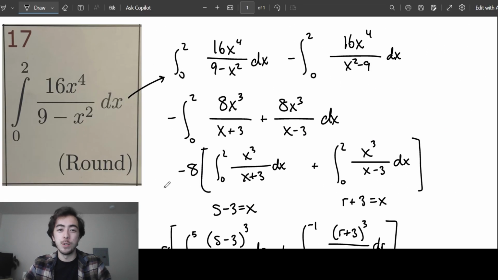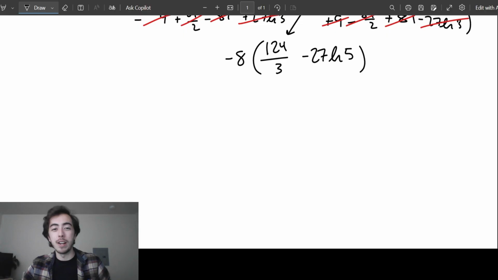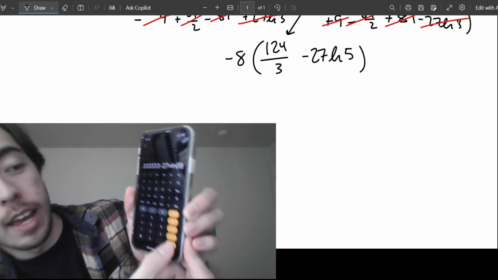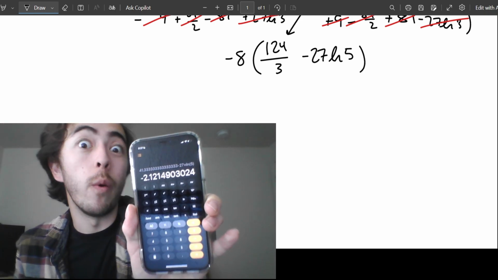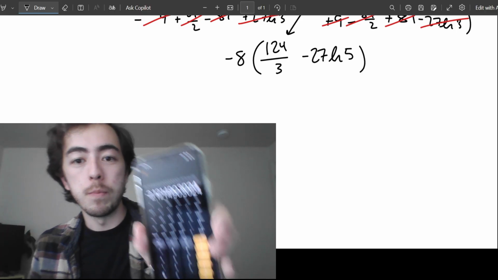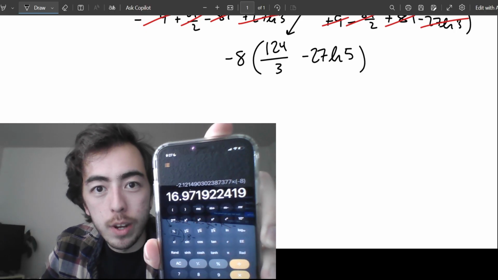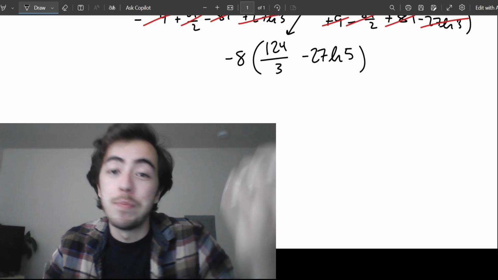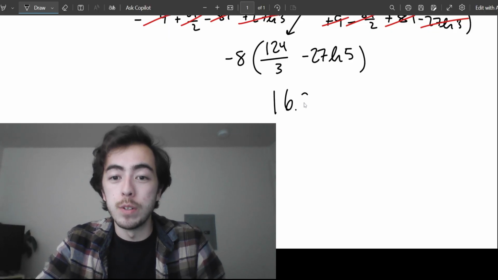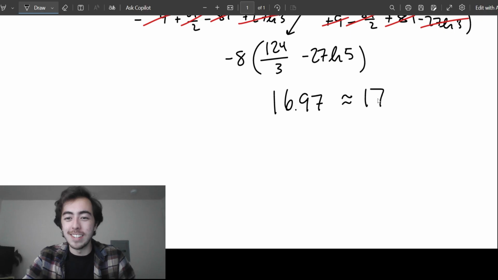And here it's just asking us to round this answer. So it doesn't really matter that we got an exact form answer. So I will divide by 3. That's around 41. I'm going to subtract the 27 times natural log of 5. And earlier I said I'm hoping that this number is a little bit less than negative 2. And cool, it is. I guess it's negative 2.1 instead of negative 2.2. And so if we multiply this by a negative 8, we get 16.97 for today, which to me is pretty darn close to 17, which is today's date.